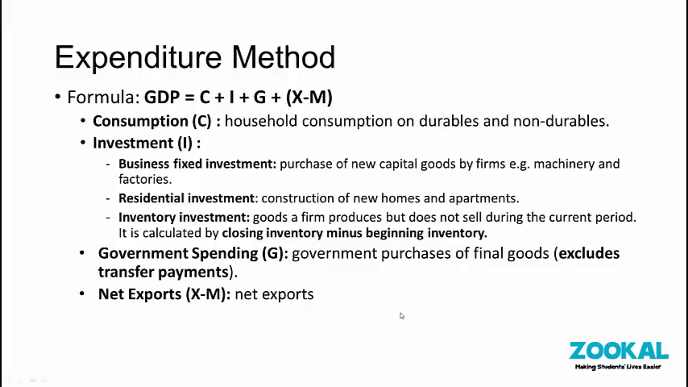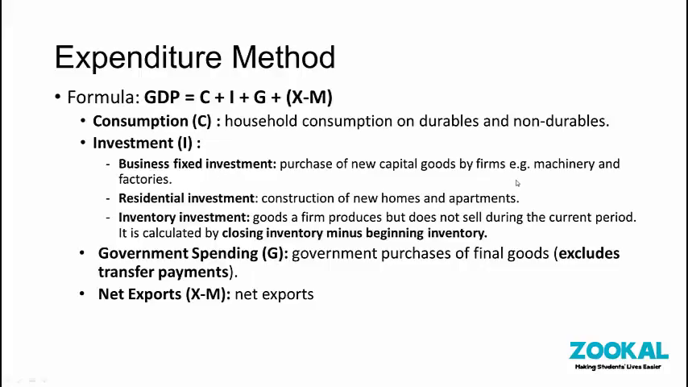So the expenditure method is the total sum of consumption plus investment plus government spending plus net exports. So consumption represents all the household consumption on durables and non-durables in the economy. The investment component of GDP can be split into three parts. So the first part is business fixed investment. Now, business fixed investment represents the purchase of new capital goods by firms.